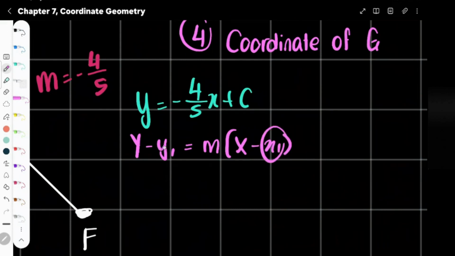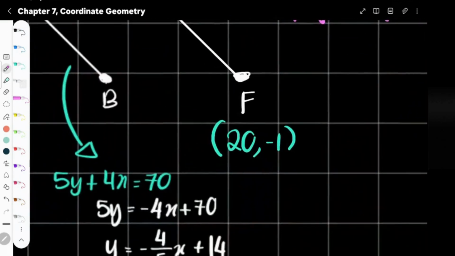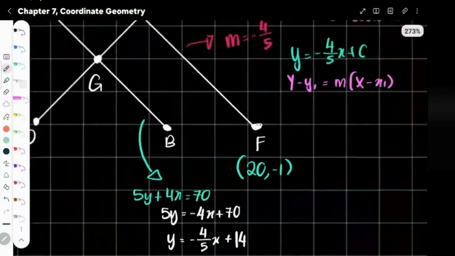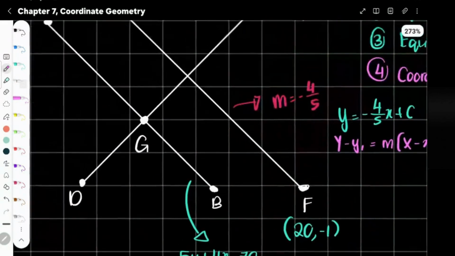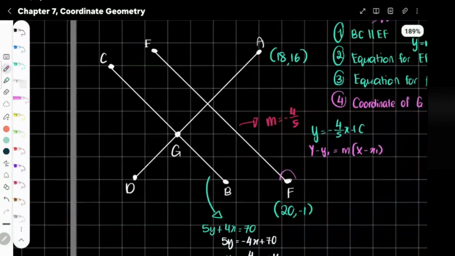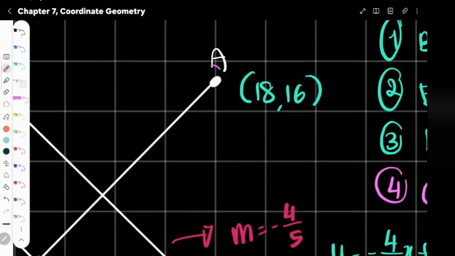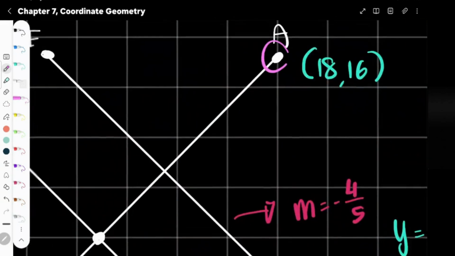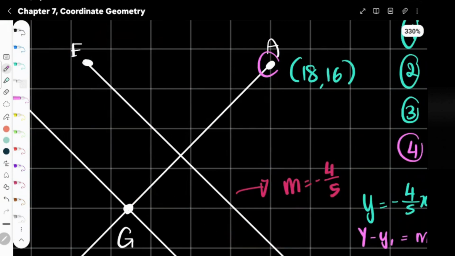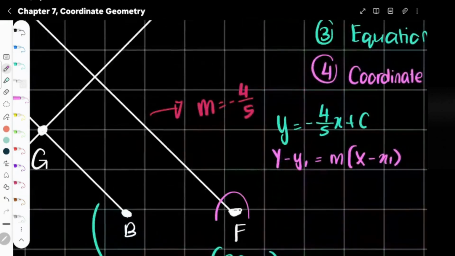So what is x1? What is y1? It is this thing here, right? First of all, why did I use this value here? Because this coordinate here is touching the straight line here. I do not use the value for A. Why? Look, is this touching the straight line here? No, right? So that's why I'm using this coordinate here.